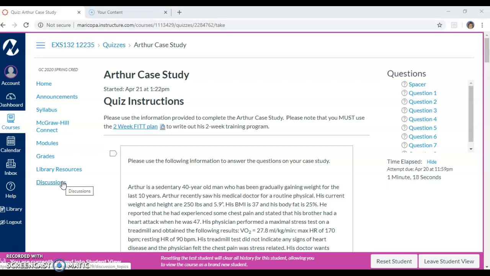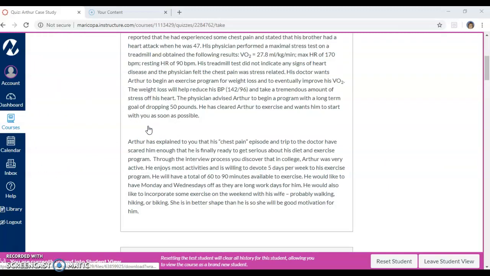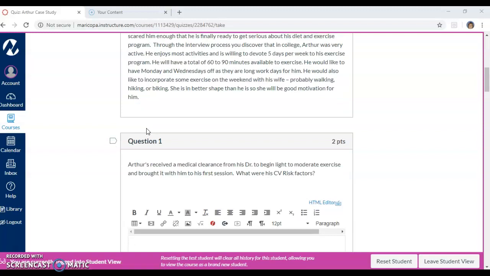Some of you missed a great deal of information on that 2-week fit plan that you were supposed to write out for your client. So I just want to go through the answers with you and give you an example. Okay, so your Arthur information was listed there.